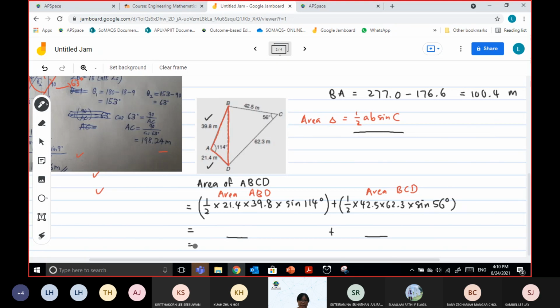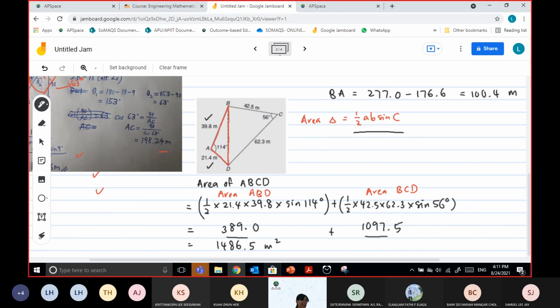So 1486.6. Let me check it. So here will be 389.0, plus 1097.5, that gives 1486.5. So this one is in meter square.